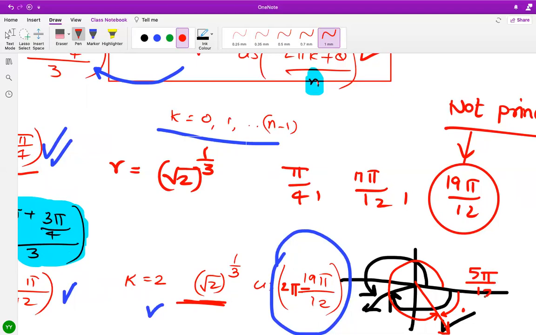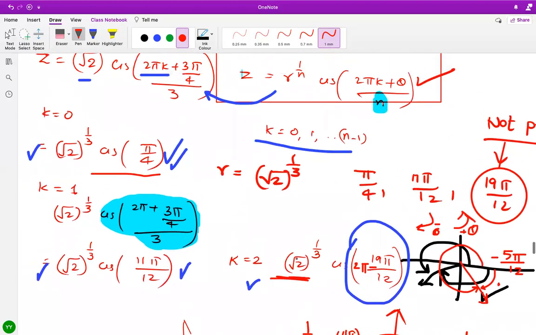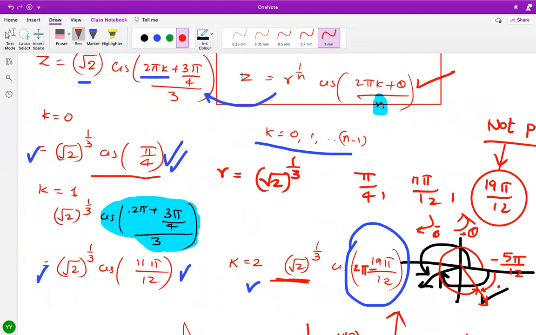But this has to be written negative because you are considering a clockwise motion. Any angle that is taken clockwise will have a negative argument, and any angle that goes anti-clockwise will have a positive argument. So this is positive theta, and this is negative theta. So this is how you find the complex numbers in the nth root of a complex number.